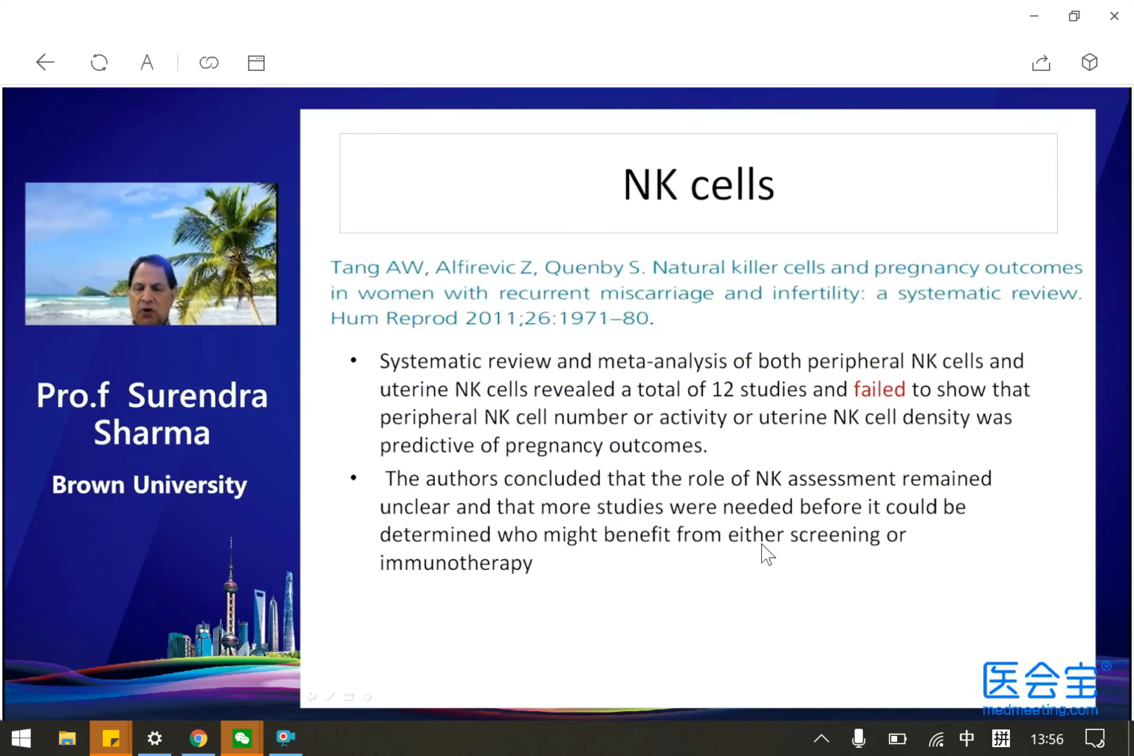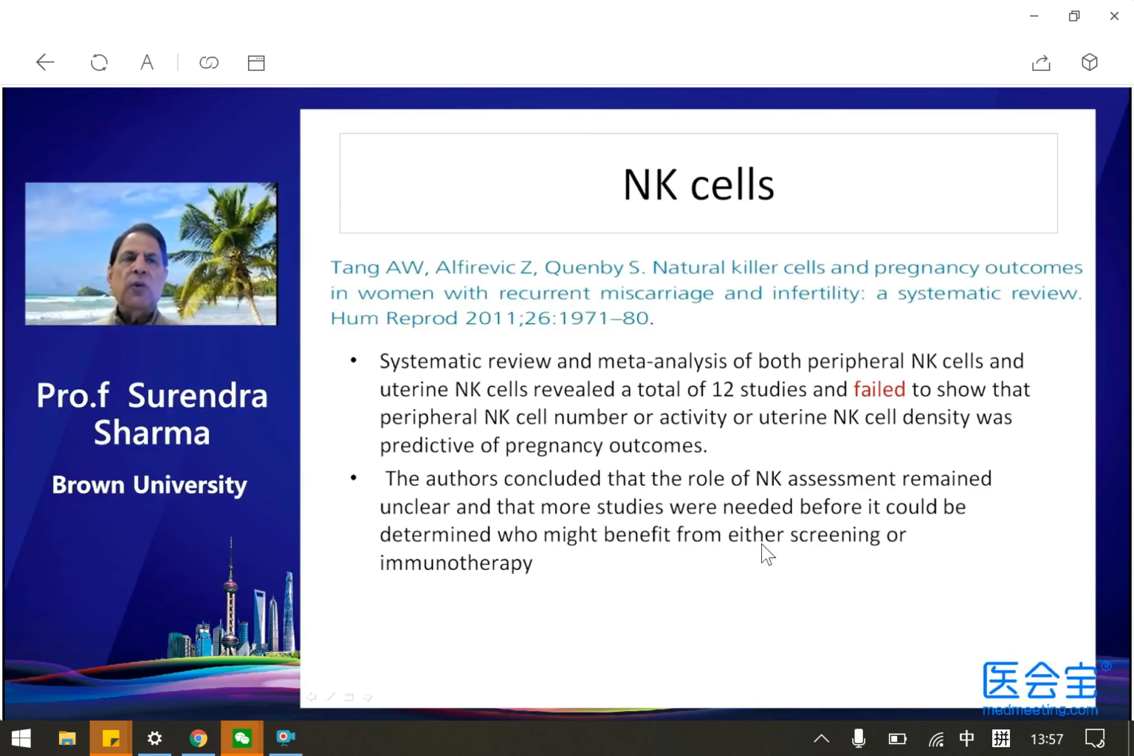Many labs have talked about the significance of peripheral blood as well as uterine NK cells, and a number of systematic review and meta-analysis studies have failed to show any relationship between peripheral blood NK cell number or activity or uterine NK cell density as a predictive marker for pregnancy outcomes. Many of these authors further concluded that the role of NK cell assessment remained unclear, and that more studies were needed before it could be determined who might benefit from either screening or immunotherapy.